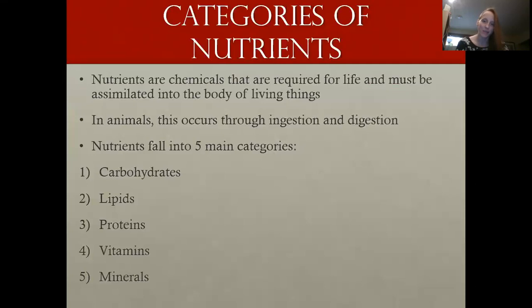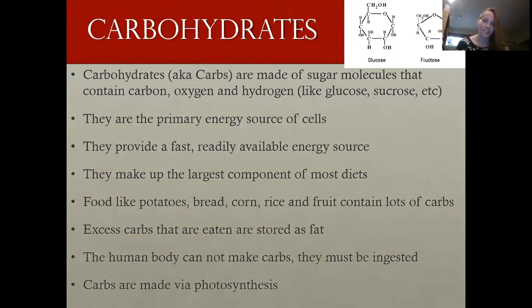Nutrients are really just chemicals that are required for life and have to be absorbed and assimilated into the body of all living things, plants and animals. So the first is carbs. Those are made of sugar molecules that contain carbon, oxygen, and hydrogen. Some examples of those are like glucose and sucrose. They are the primary source of energy for cells.